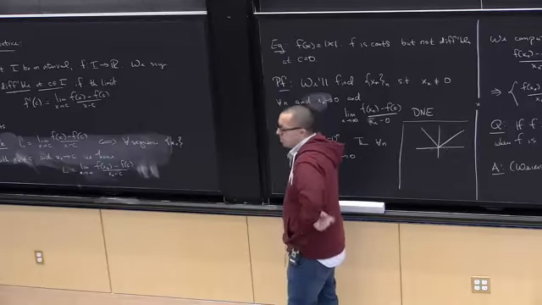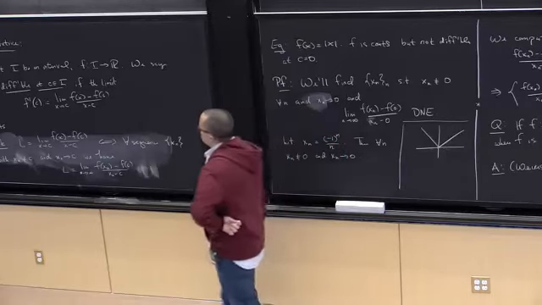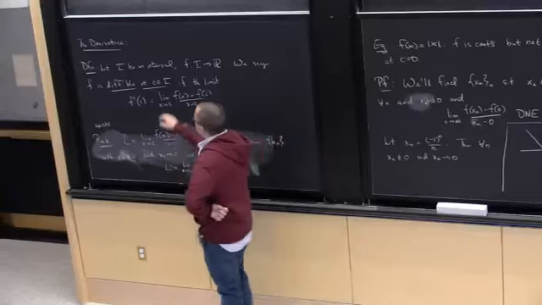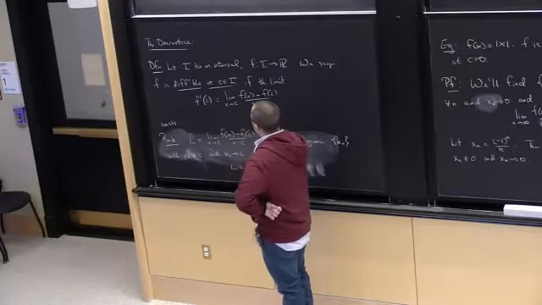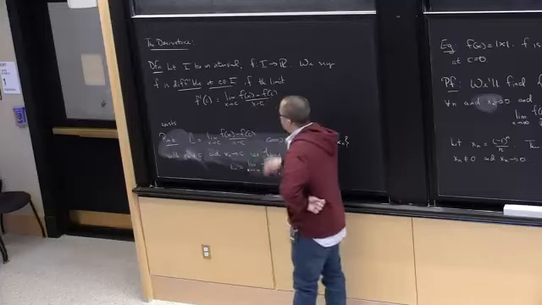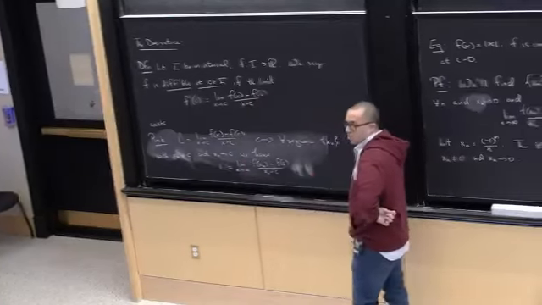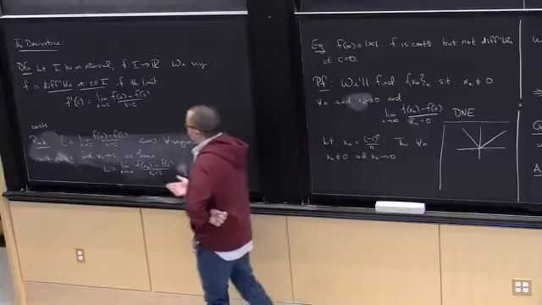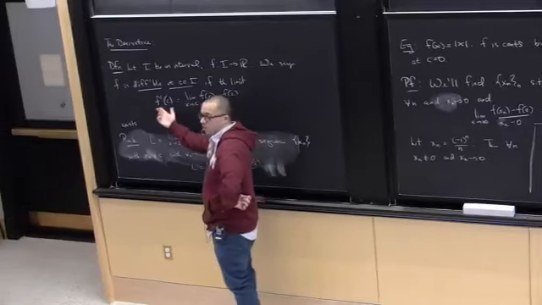And let's take a function from that interval to R. So we say f is differentiable at a point c in I if this limit of f of x minus f of c over x minus c, this difference quotient, exists. If this limit exists, we also denote it by f prime of c.